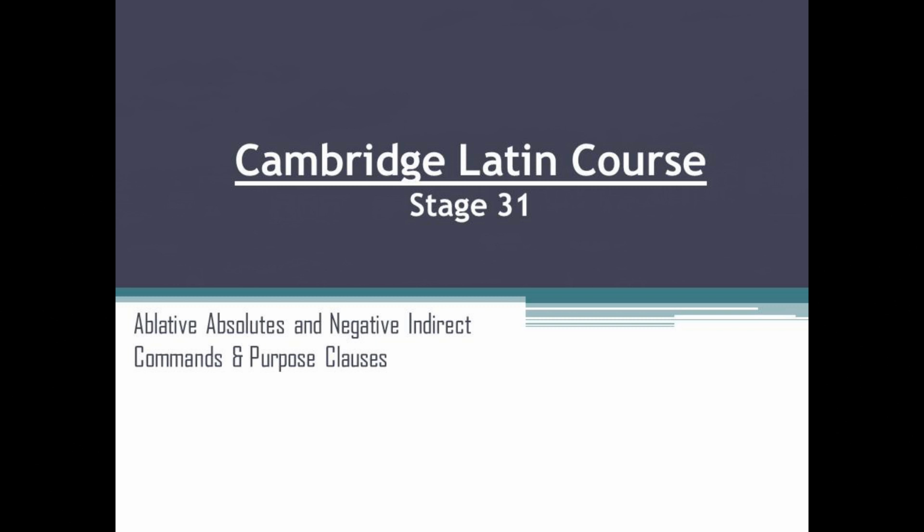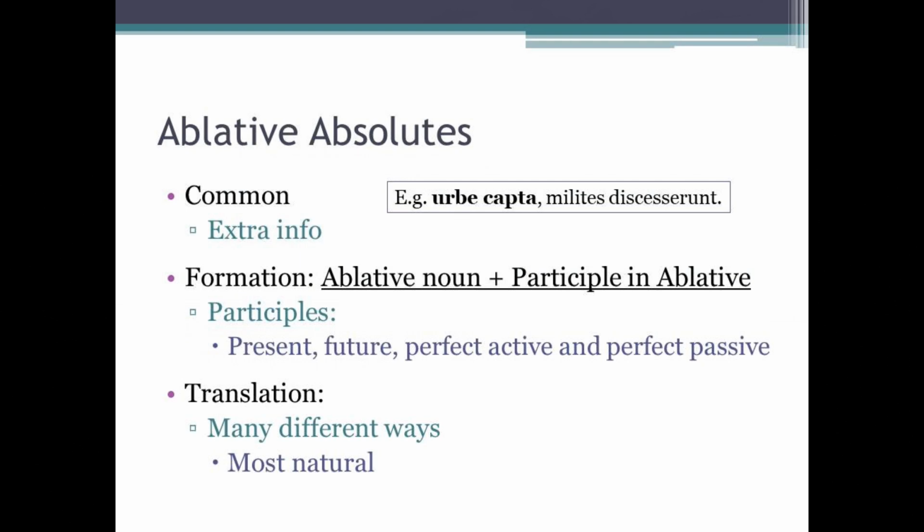Today I'll be going through stage 31 of the Cambridge Latin course, and I'll be covering the topics of ablative absolutes and negative indirect commands and purpose clauses. Okay, let's begin. Ablative absolutes.